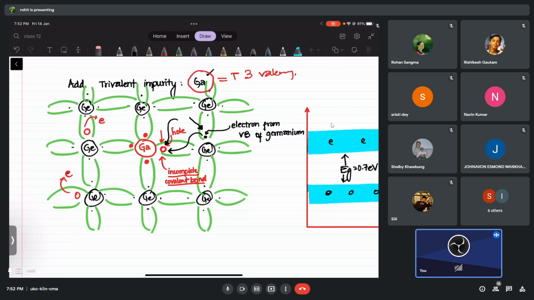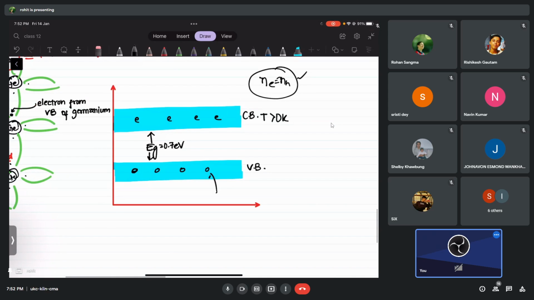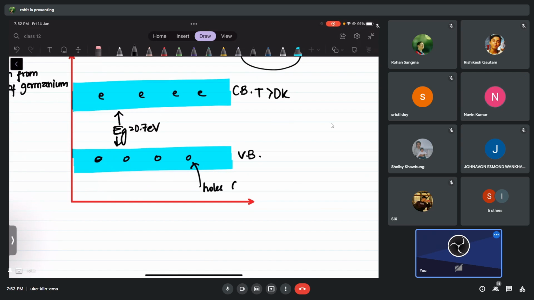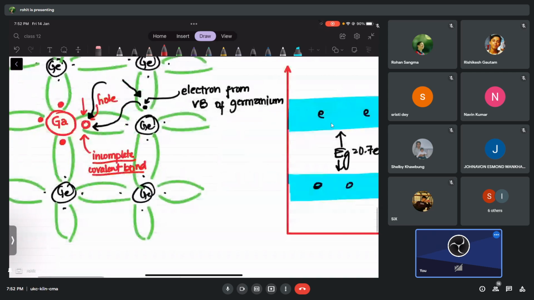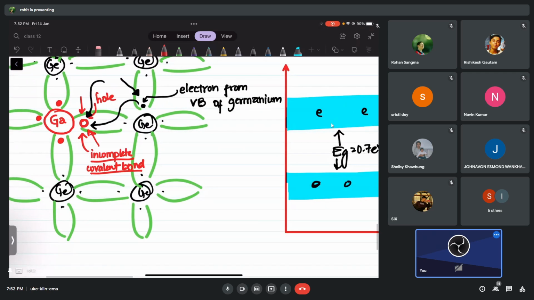This hole also has energy, just like these holes. Let's be clear. These holes belong to germanium. This free electron belongs to whom? Germanium. Yes, these free electrons belong to germanium. These holes also belong to germanium. But look at gallium now. Do you agree that this hole also will have some energy level or not? Just like the previous holes.